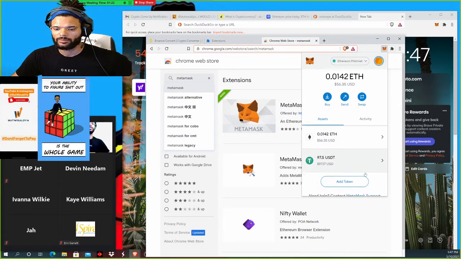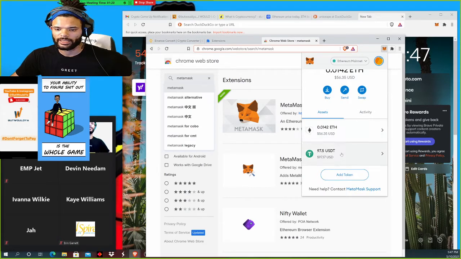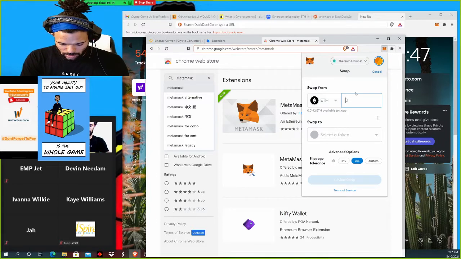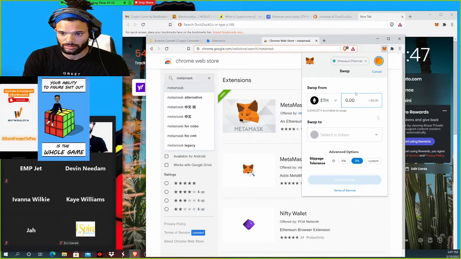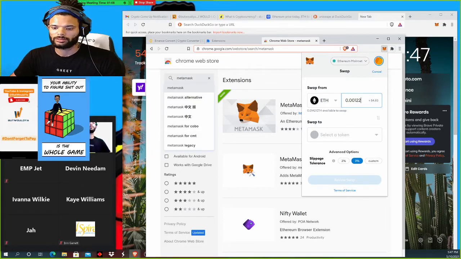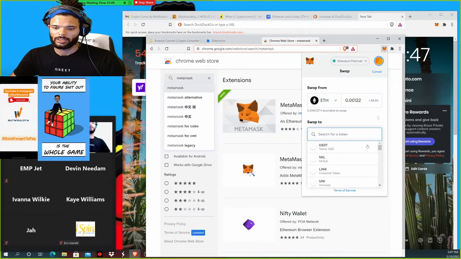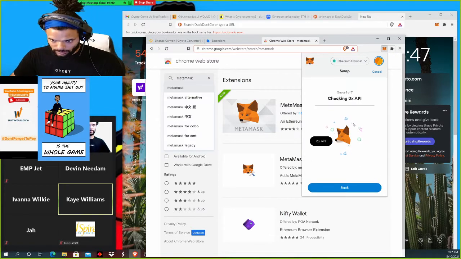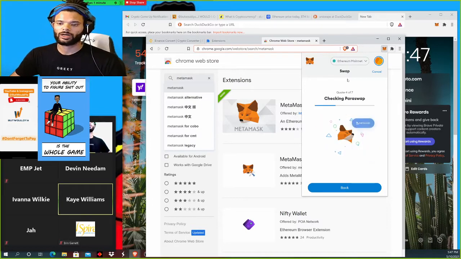Boom, now you got your MetaMask, right? So you can do the same thing here. Like you can do swap features here as well. But I'll show you the problem with doing it here. Let's say we're just swapping a little bit here. And we're going to put it to this just because. Review swap. So this is how you would do a swap on MetaMask.